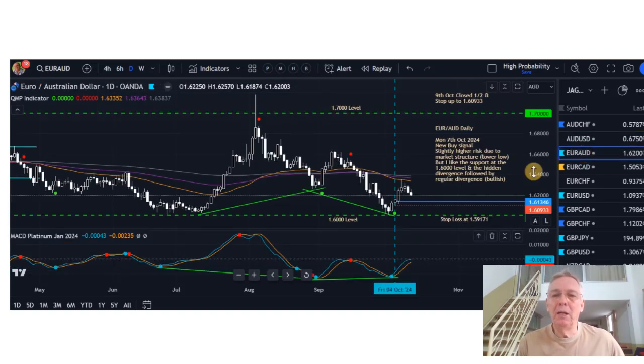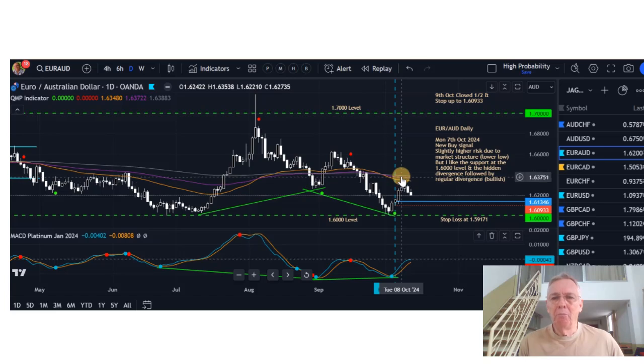Right, Euro Aussie, we're still in this buy trade from the 7th of October. It didn't really take off. There was divergence there. You can read my notes. Slightly higher risk due to the market structure. But there was hidden divergence there, and there's this support level. These green dashed levels are normally big numbers. In this case, that's a 1.7 up here, and that's a 1.6 down here. So price has come down, bounced off it. We've got this hidden bullish divergence.